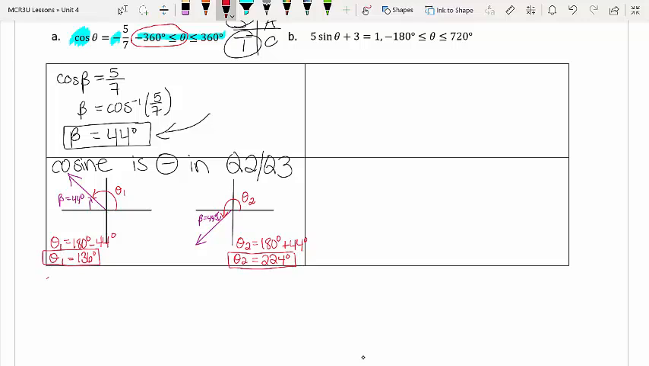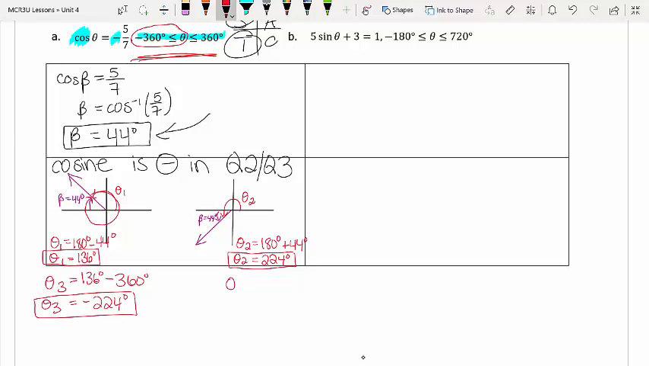For example, our third value of theta is going to be 136 degrees, and I'm going to subtract 360. Because if we look at our terminal arm, if we do one full rotation in the negative direction, we're going to end up back in that appropriate quadrant. So that could be another possibility. And we get negative 224. That falls within the boundaries of the domain, so that's another value of theta.